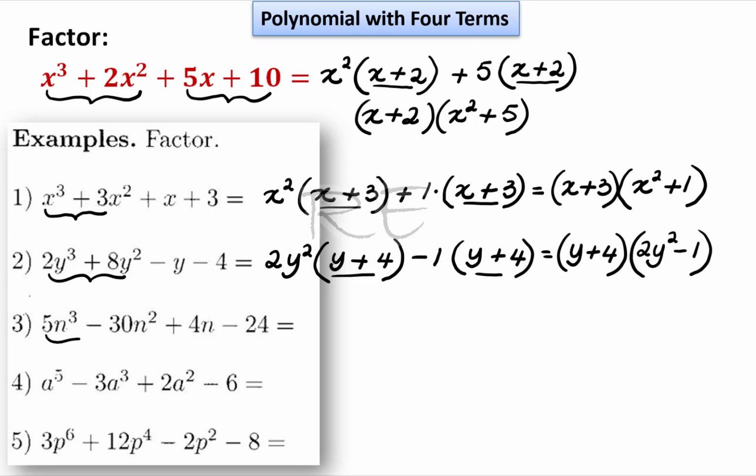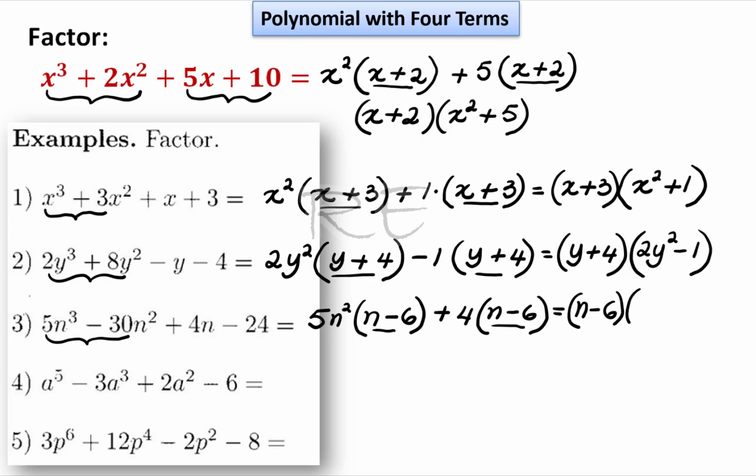And the other factor is 2y squared minus 1. Between 5n cubed and 30n squared, the GCF is 5n squared. And we are left with n minus 6. The GCF between 4n and -24 is 4, and we are left with n minus 6. n minus 6 is the new greatest common factor, and when we factor it out, we are left with 5n squared plus 4.